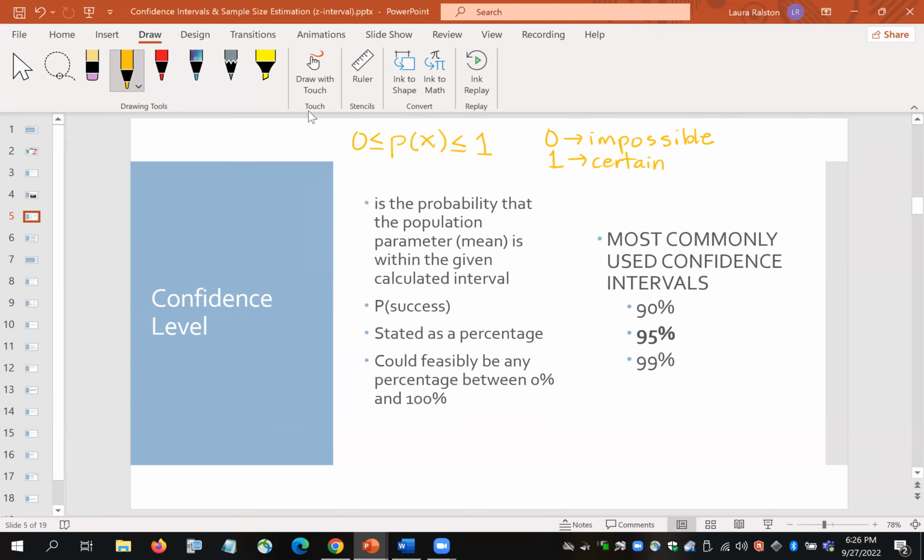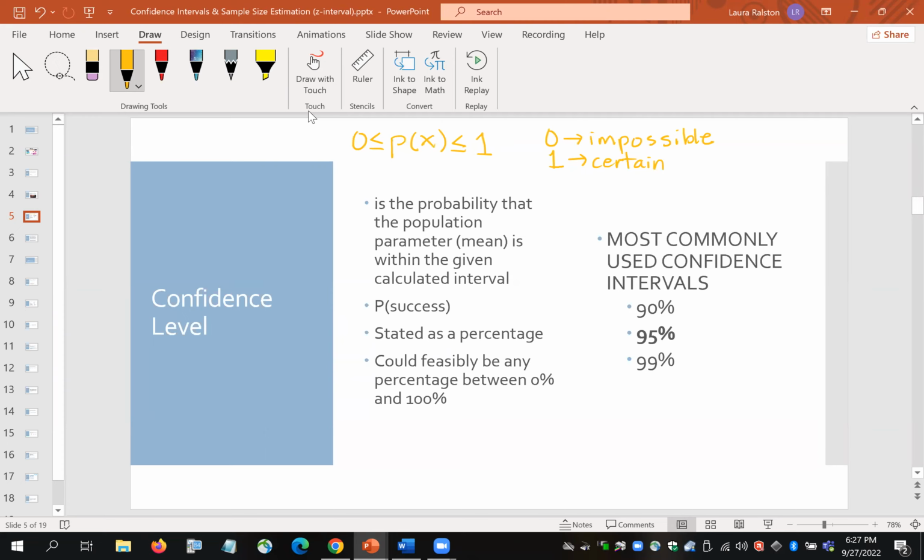If we're trying to be confident that our population parameter falls into that particular range of values, I really want to have a high number because I want to be reasonably confident. I don't want to miss it. I want to hit the target.